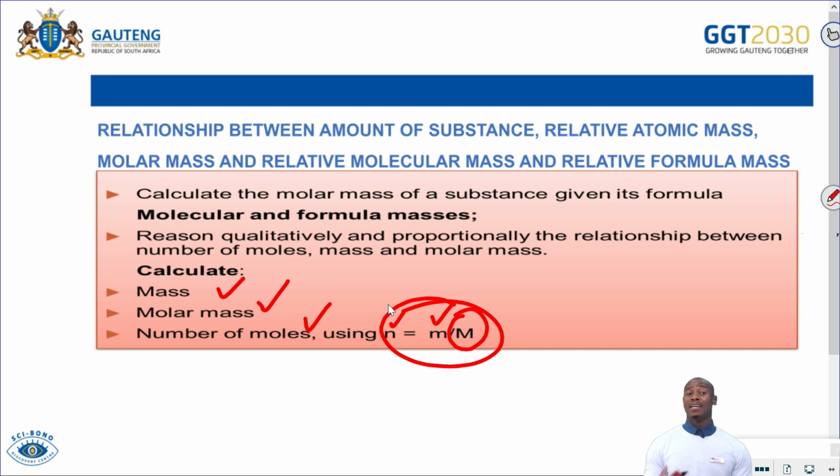So the first one: if you're given its molecular formula, use the periodic table to calculate its molar mass, or relative atomic mass. Or if you're given the number of moles and the mass of that substance, then you can also calculate its molar mass. Then again, coming to this equation.